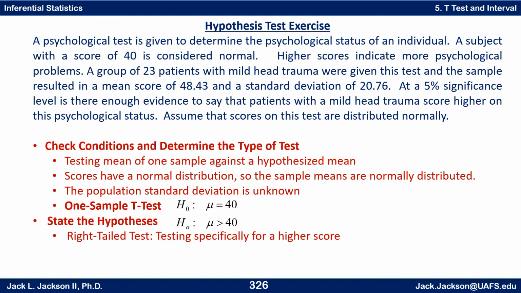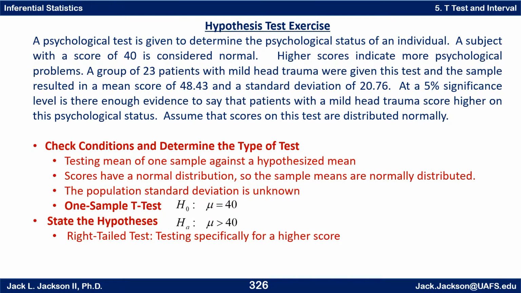So anyway, this is a one-sample test. The population standard deviation is unknown, so it's a t-test. For the one-sample t-test, we state the null and alternative hypotheses. The null hypothesis is that the distribution of sample means is approximately normal and that mu equals 40. The alternative hypothesis is that mu is greater than 40. This is a right-tailed test.